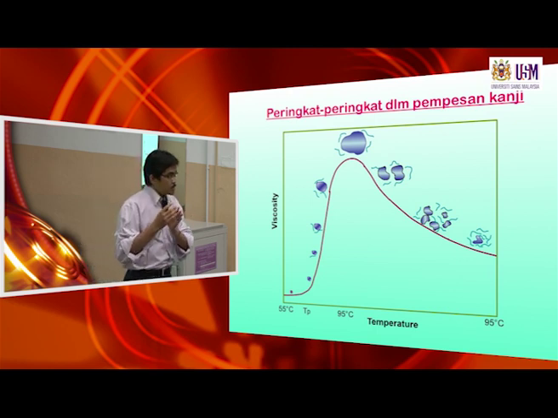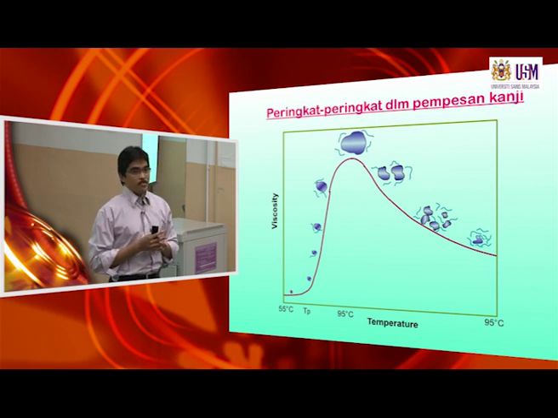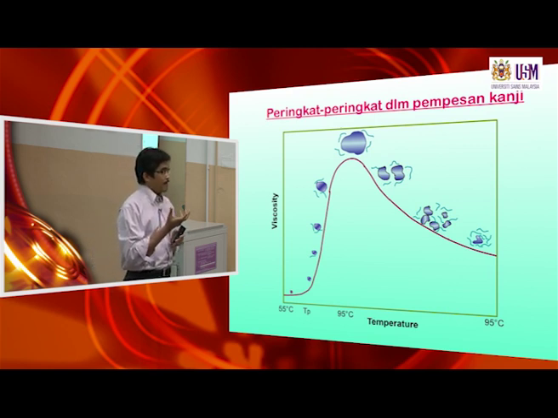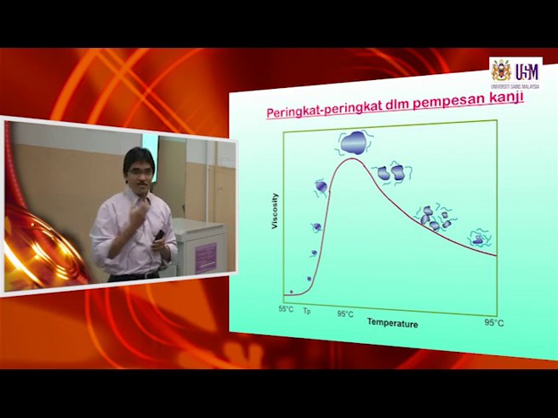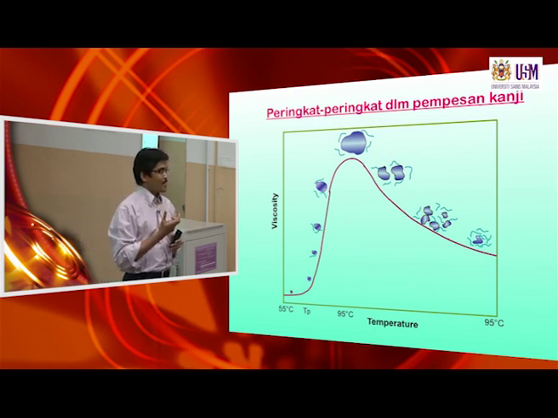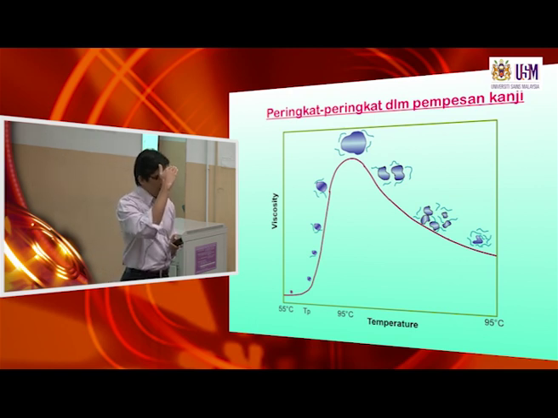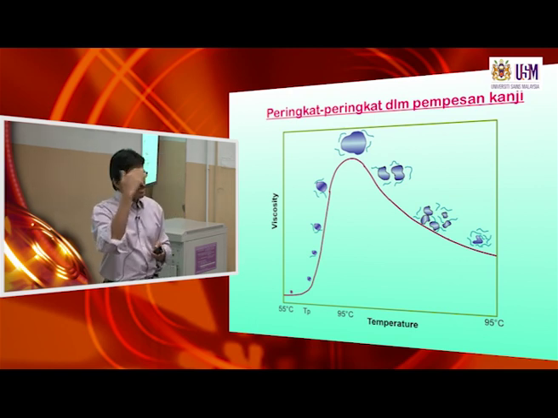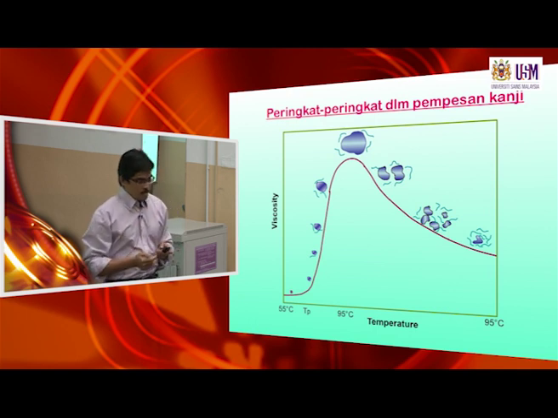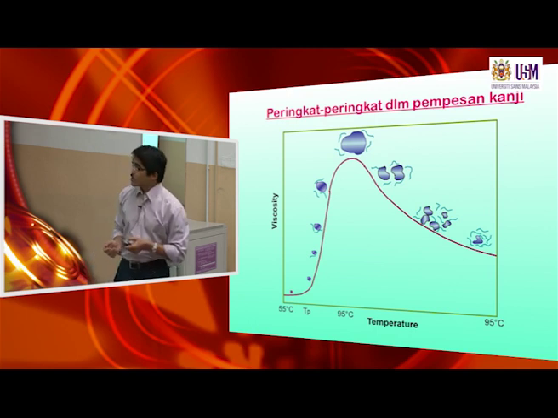In fact, also the types of ingredients we have in the system. If we have a lot of fat, the fat will give some kind of protective effect on the granule, a lubrication effect also. So they won't get fragmented easily. So all this would delay the changes in the viscosity. So we can do an experiment to see. So it will decrease in viscosity and form more and more fragments.